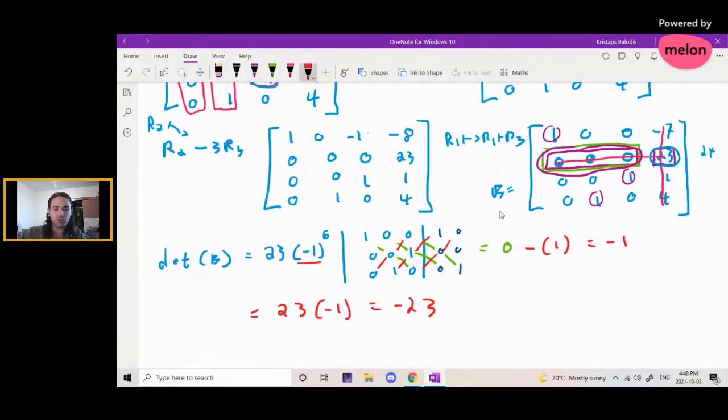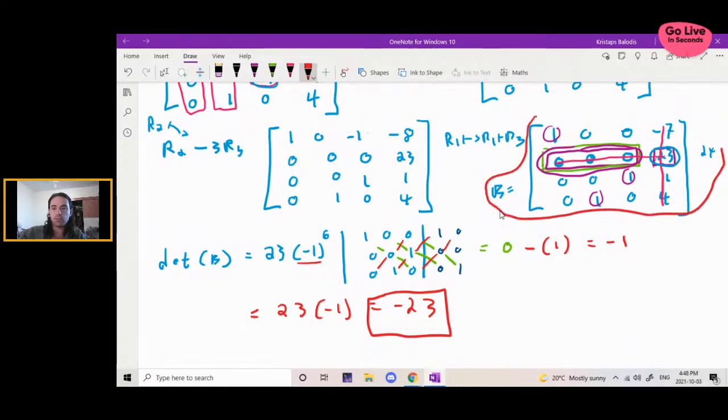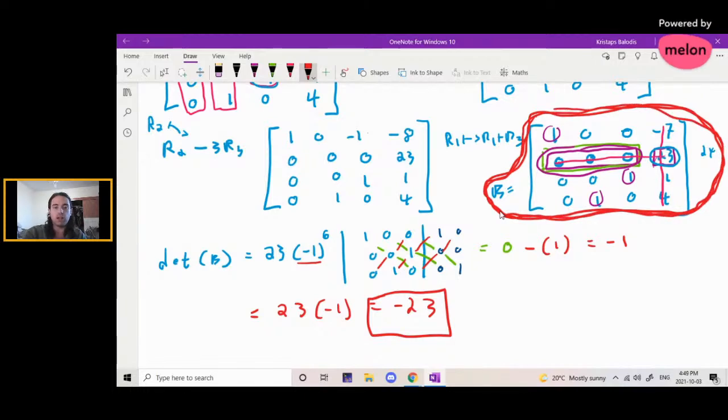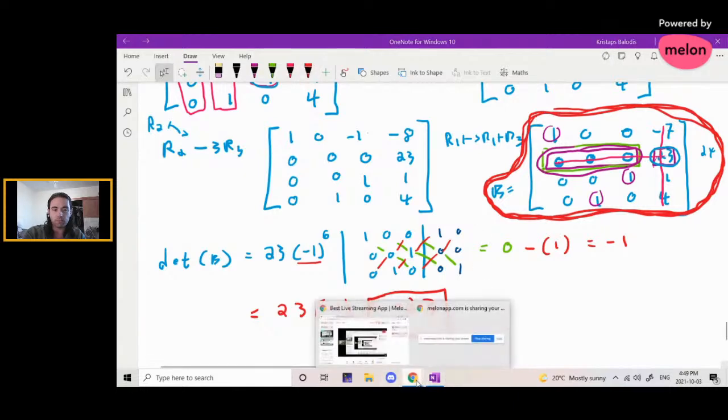So this answer that we got here, this is the answer for the determinant of this matrix, right? But that's not the matrix we started with. So in order to figure out what our final answer should be, we have to go back through the matrix operations to see what we did and how that might have affected the answer.